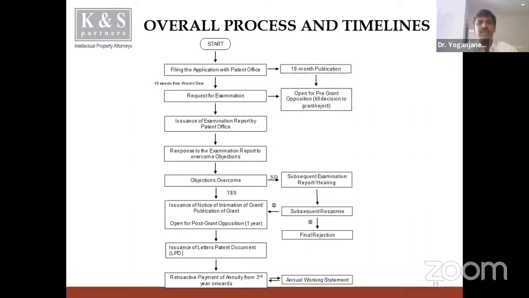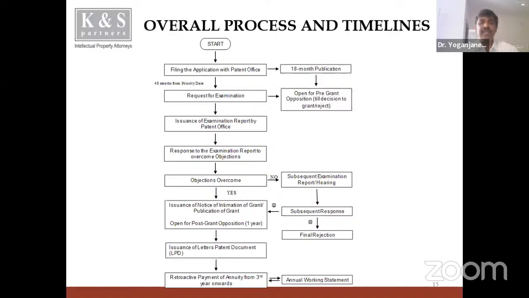After the grant of the patent, there is something called the post-grant opposition period. Within 1 year from the date of grant of the application, it will be open for post-grant opposition. If anybody wants to oppose that patent, it can be done in the form of a post-grant opposition. Otherwise, even after the grant, if somebody wants to challenge the patent, they can go for revocation of the patent.